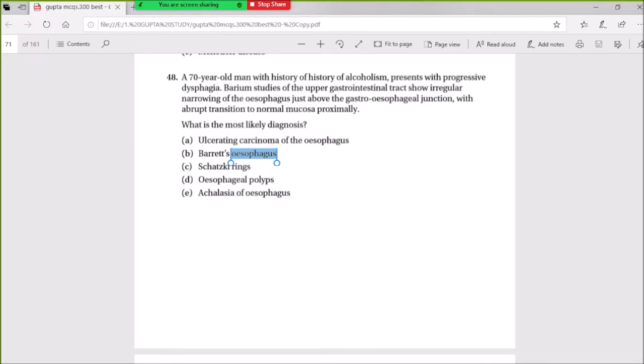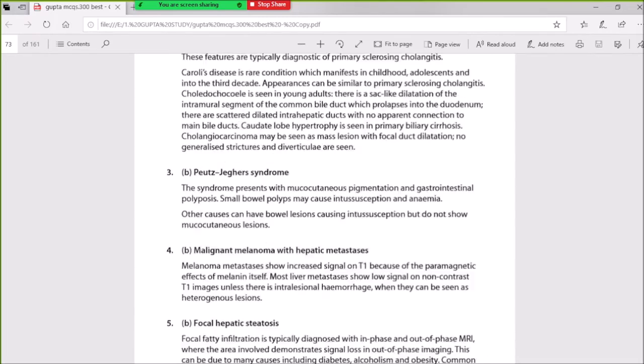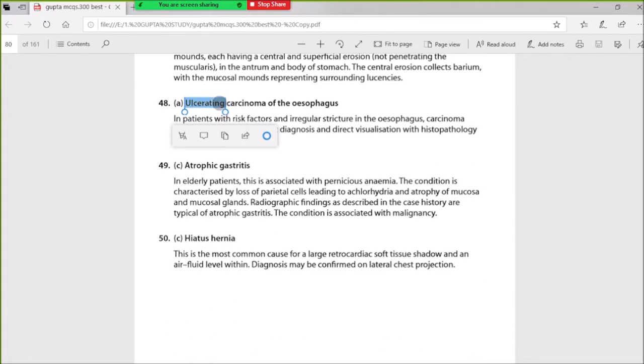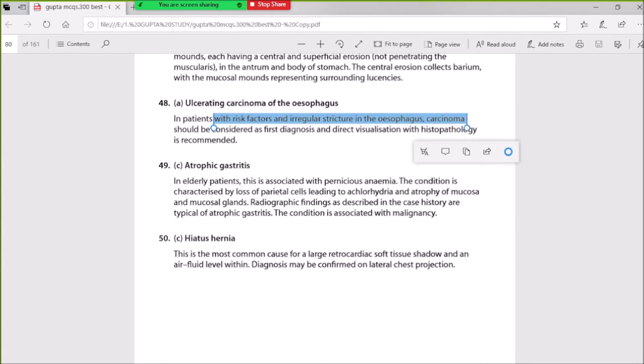Okay, wait a minute, let's look at question 48. Ulcerating carcinoma of the esophagus. Based on risk factors and an irregular stricture in the esophagus, carcinoma should be considered for diagnosis, and direct visualization with histopathology is recommended.